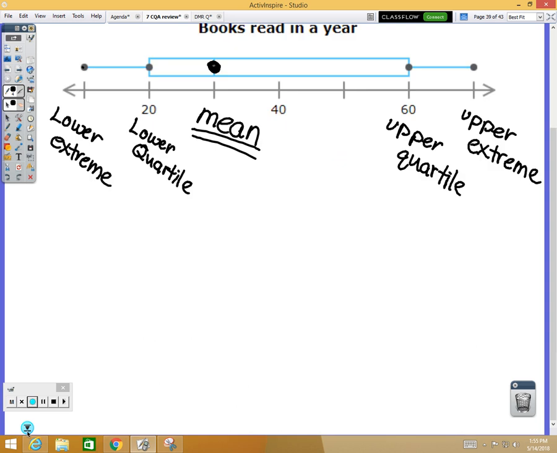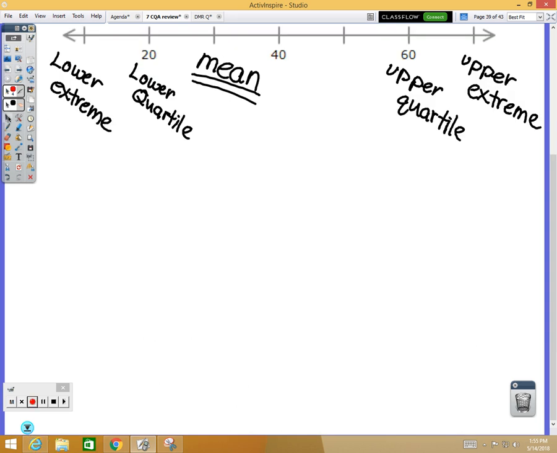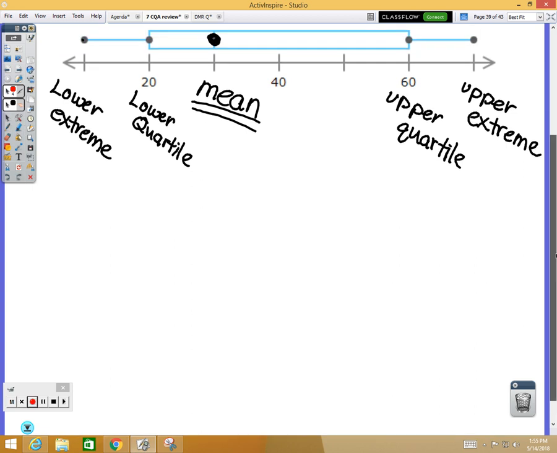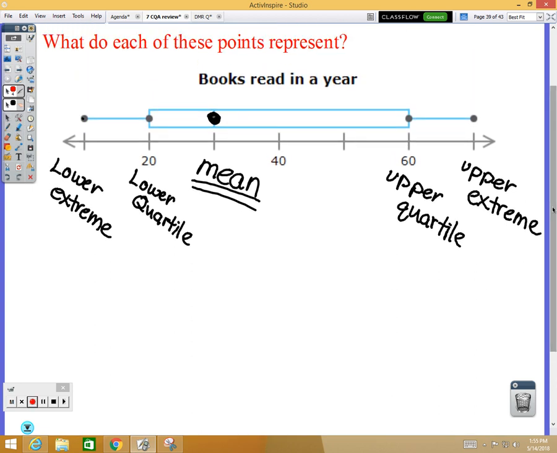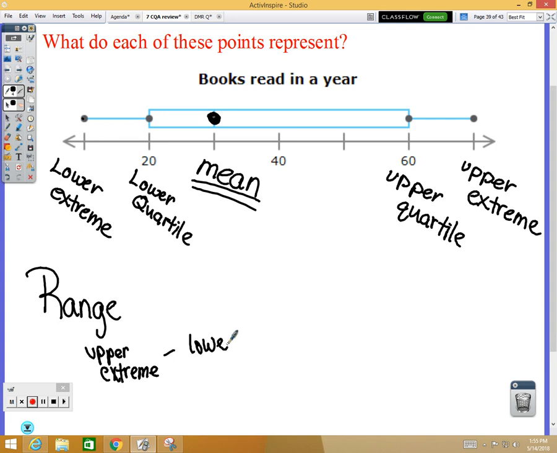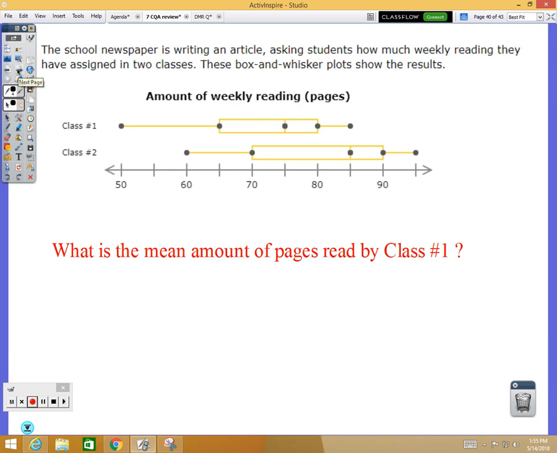How do you find range? Back when you learned about mean, median, and mode and range, how do you find range? Good. So range would be the highest number, which is the upper extreme, minus the lower extreme. And the bigger the distance between the higher extreme and the lower extreme, the more the numbers vary, the different they are. Okay? All right, so now that we've reviewed that, let's look at this example.